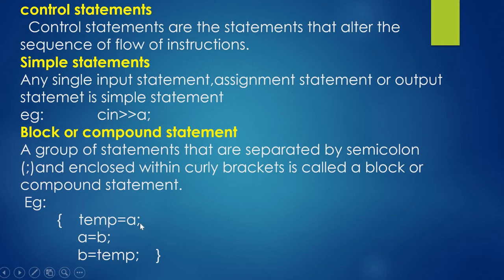The first statement is temp = A; that is an assignment statement. Next, A = B; one more assignment statement. B = temp. Here 3 assignment statements are there. These statements are separated by semicolons: after each statement there is one semicolon. They are enclosed within a curly bracket. That is called a block or compound statement.